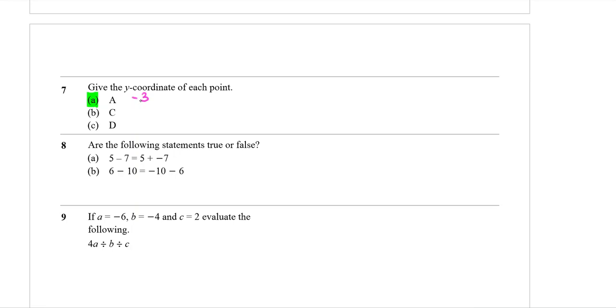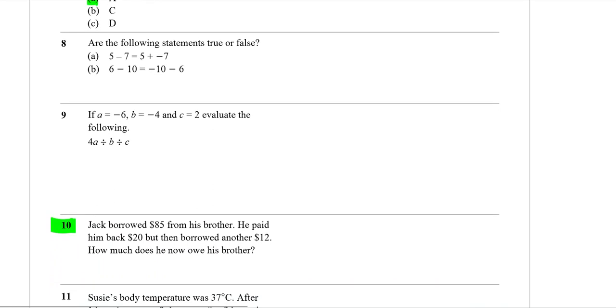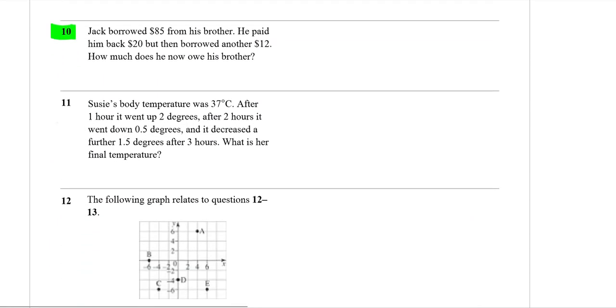Question 8 and 9, we did some of those earlier when we were doing other topics, so I thought we'd leave those ones because we've revised those already. Hopefully you remember them. Question 10. Jack borrowed $85 from his brother. He paid him back 20, but then borrowed another 12. How much does he owe his brother?